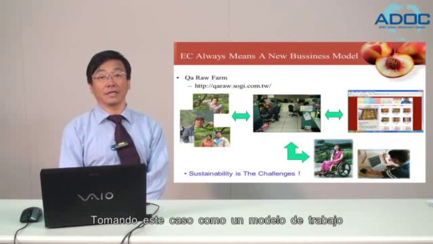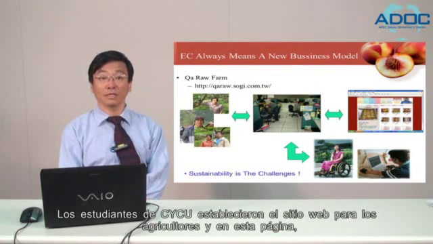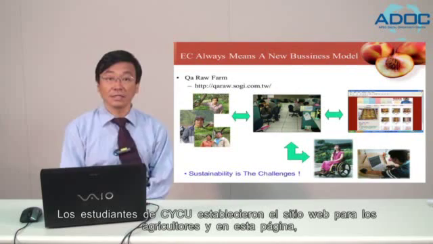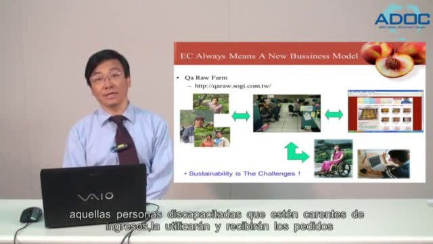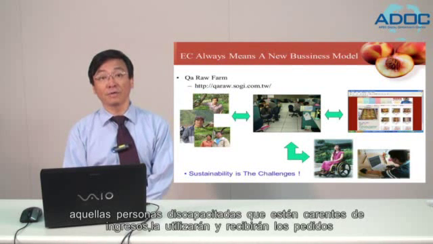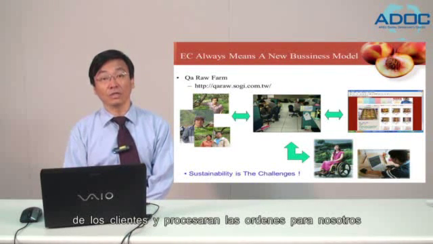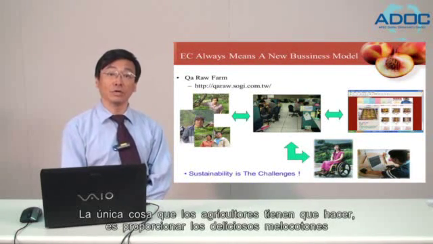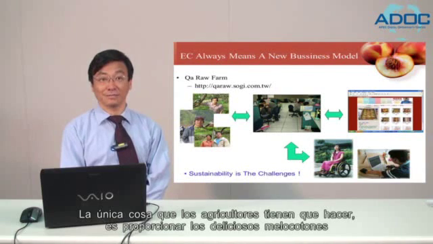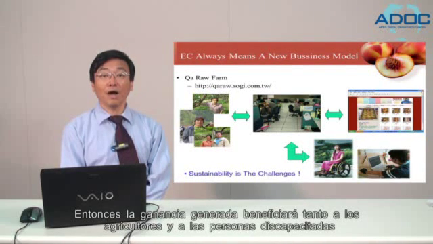The model worked like this. The students from CYCU established the website for farmers. And on the website, the disabled people who lack income will operate the website, receive the orders from customers and process the orders for us. The only thing the farmers have to do is to provide delicious peaches. So then the profit generated will benefit both the farmers and the disabled people.